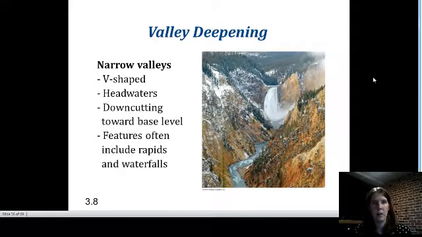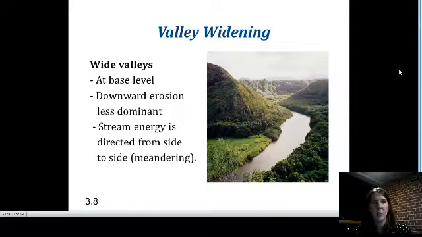Your narrow are V-shaped, valley-deepening valleys. They are comprised of a headwater that downcuts toward the base level, and they often feature rapids and waterfalls within them. Valley widening occurs at base levels, so they have basically eroded down to the lowest elevation possible. So you have much less downward erosion, and stream energy, instead of focusing on eroding down, is directed from side to side, creating those meanders.